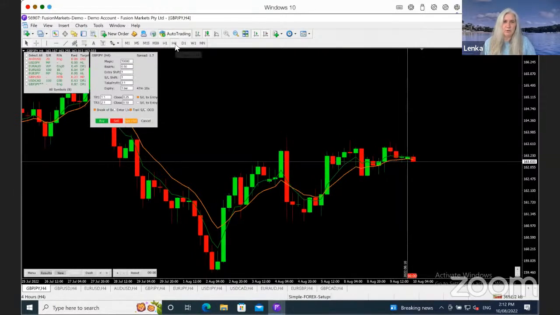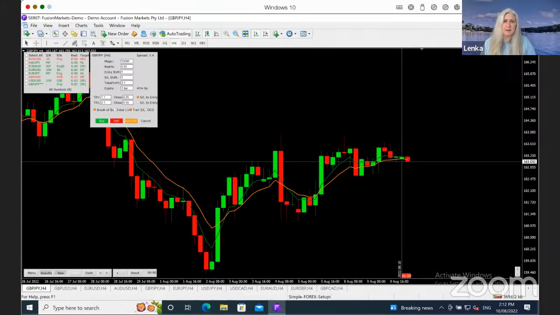If you are already on the 4-hour time frame, then that is where it's going to place the order. So I'm on a 4-hour time frame there. So that trade will be placed on this 4-hour chart.